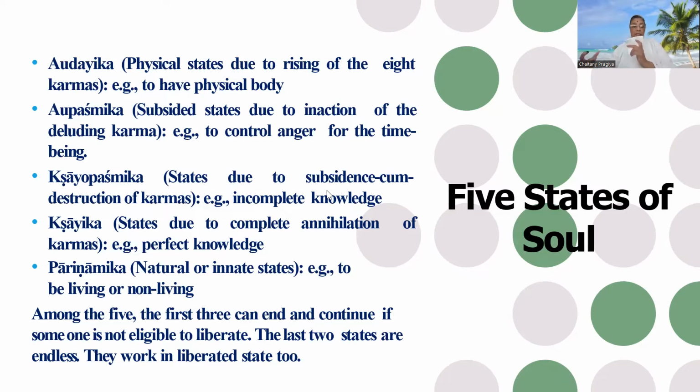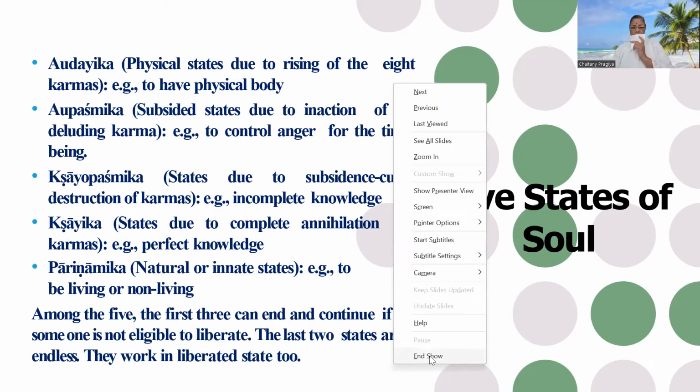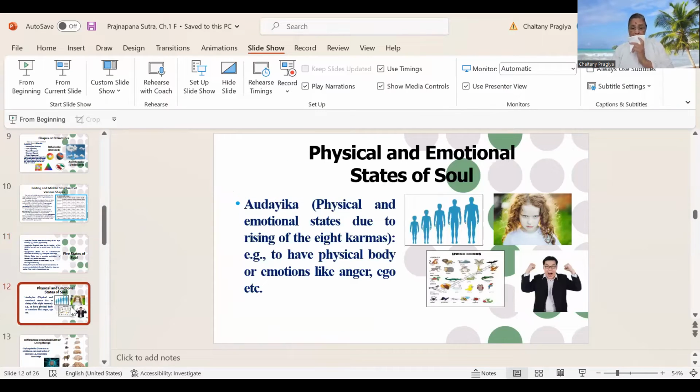If somebody is continuing in this world and taking birth again and again, then he may also have at least four states all the time. So here, in the case of living beings also, it is said what ends and what doesn't end.